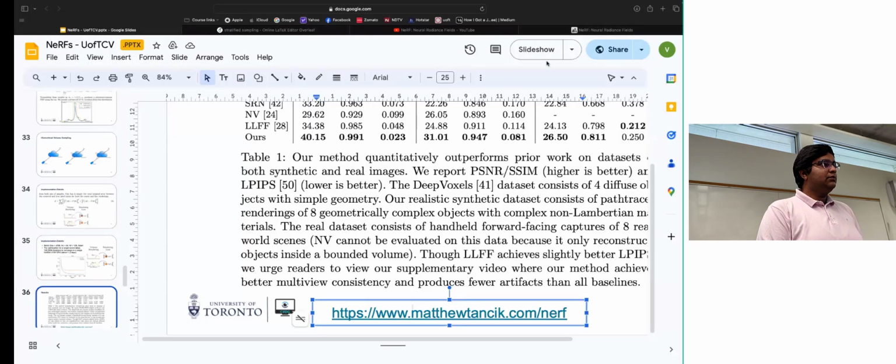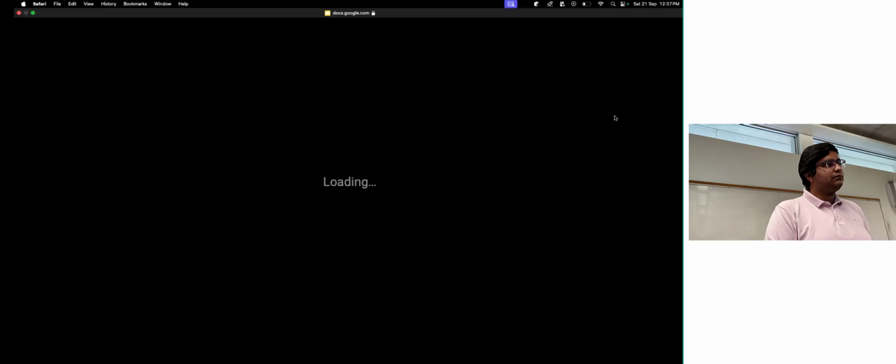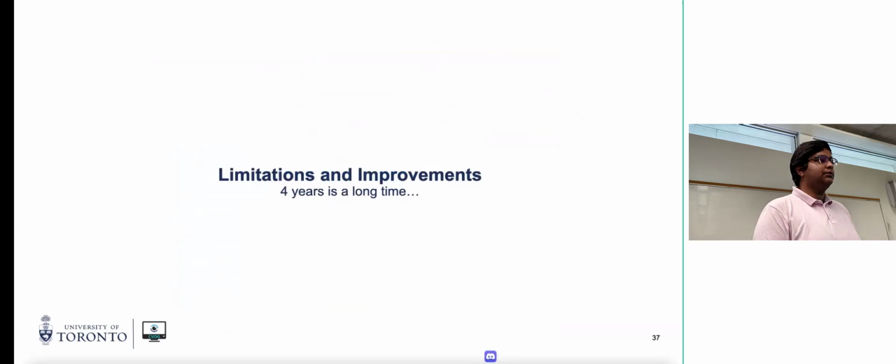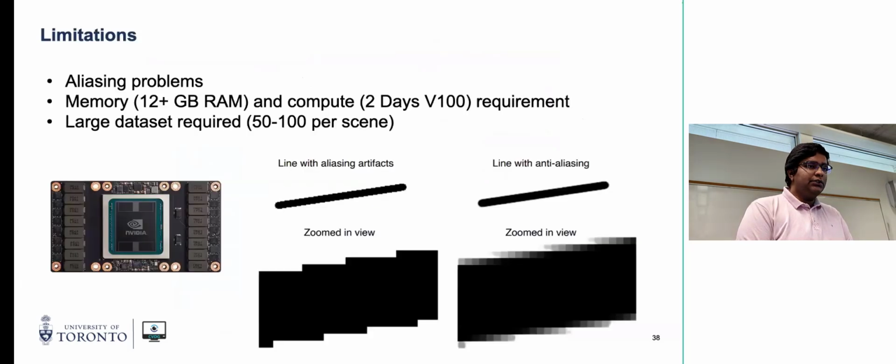Yeah, so these were some of the results we obtained. Now let's talk about some of the limitations as well as improvements made, because 4 years is a long time, especially in computer vision. So some of the problems which the original model had were aliasing and blurriness problems.